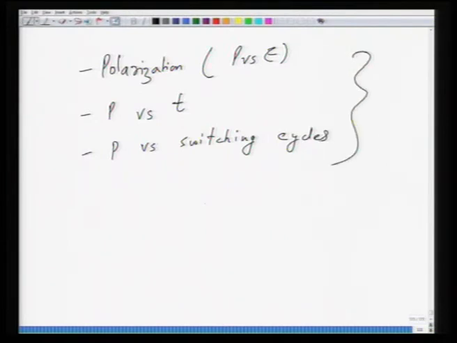In order to make the measurements, this is your sample. In order to make electrical measurements, the sample must have contacts.